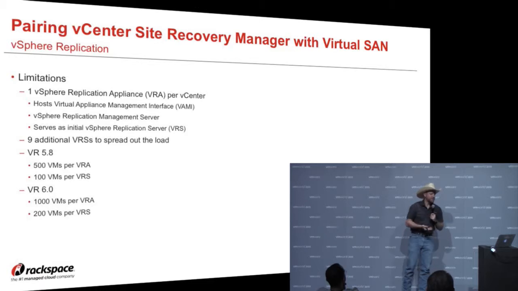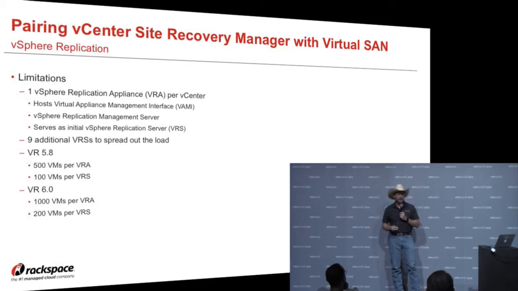So some of the limitations, like I was talking about, 5.8, you can have 500 VMs. 6.0, though, they added 1,000 VMs. There's still a limitation on how many VMs per the vSphere replication server, which, take a look there. I'm not going to cover it too long because I don't want to run too long on this presentation.